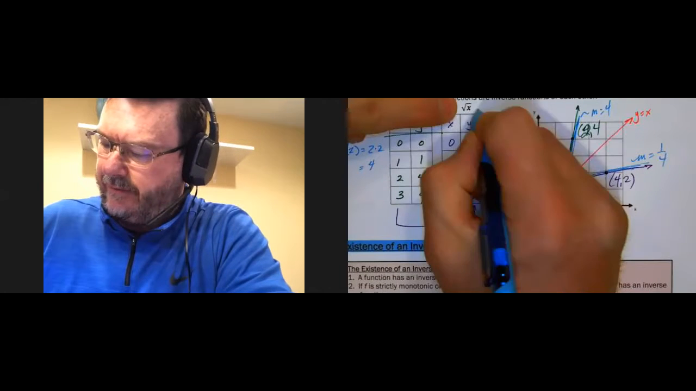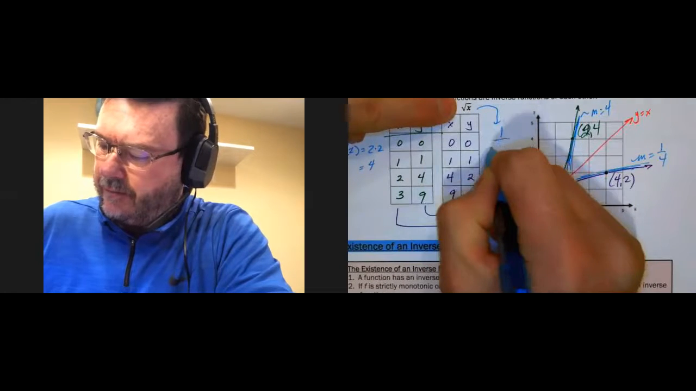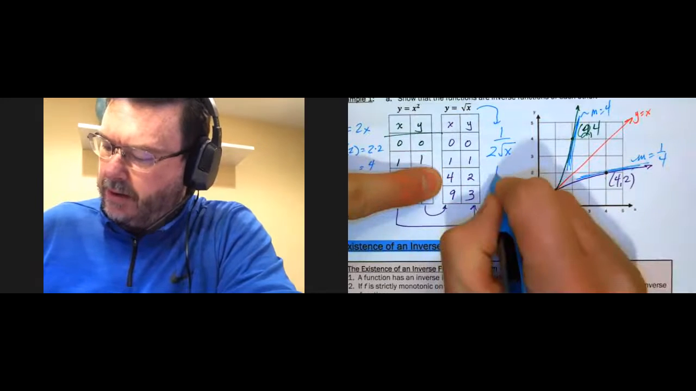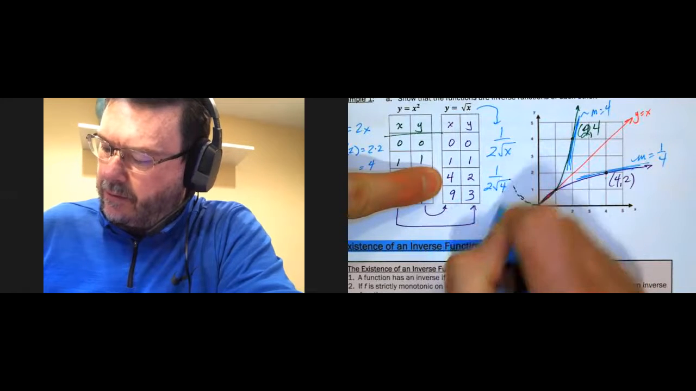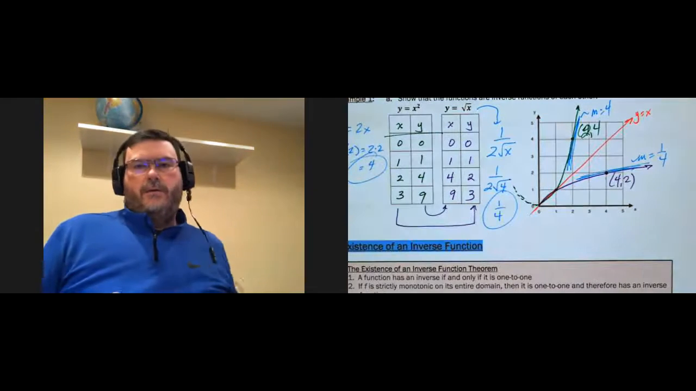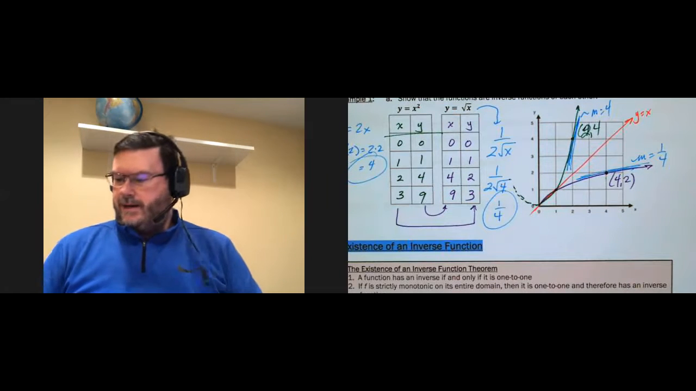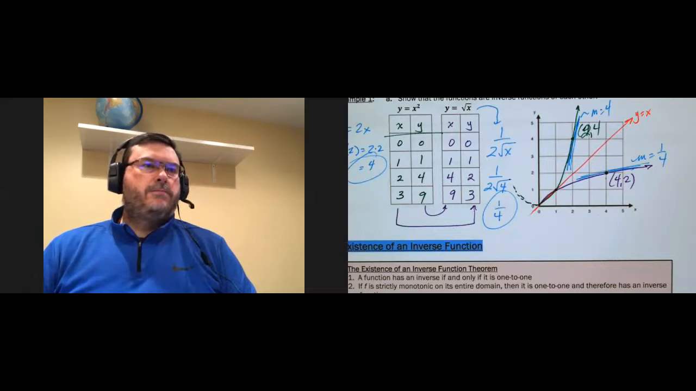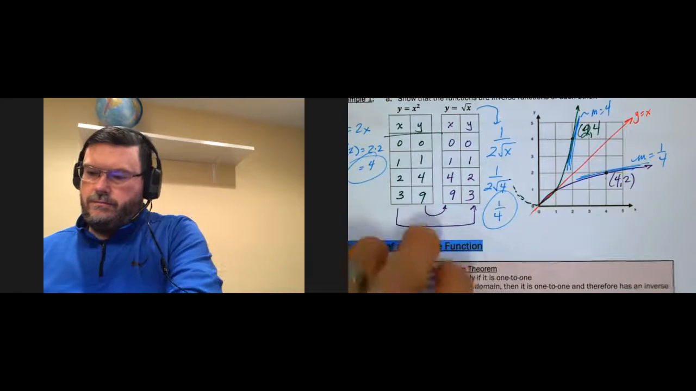If I take the derivative of this, which is 1 over 2 square root of x, at 4, it's going to be 1 over 2 times the square root of 4, which is 1 over 4. So these are going to be reciprocals of each other. So that's where I get that. Pause there, ask questions if you need to, email me, etc.